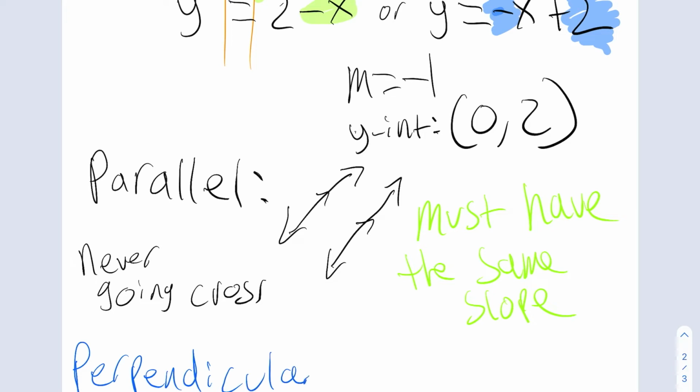Perpendicular is a little different. Perpendicular is different because they are, I'm going to say, quote, opposite reciprocals. Reciprocals. This is one of those words that I really struggle to spell.